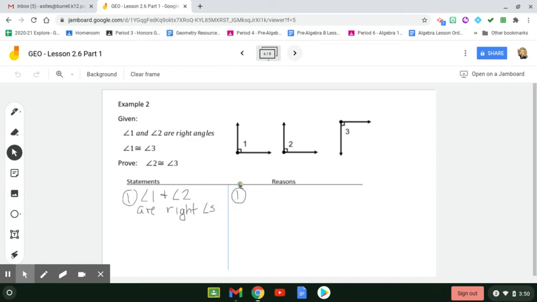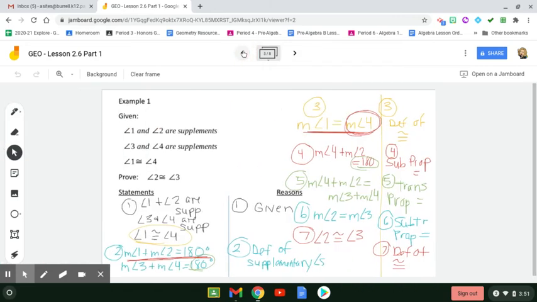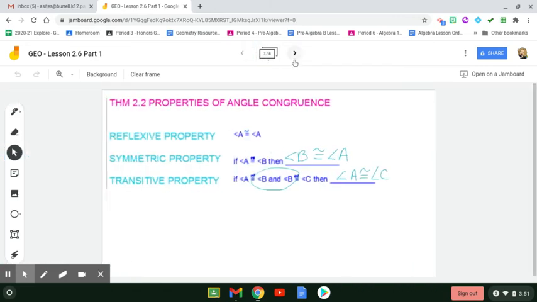And that is given to us. Okay, the other thing we know is that angle 1 is congruent to angle 3. Okay, so we just learned that if we have right angles, all right angles are congruent. And we learned that actually at the beginning of today's class. Let's go back. Oops, there it is.